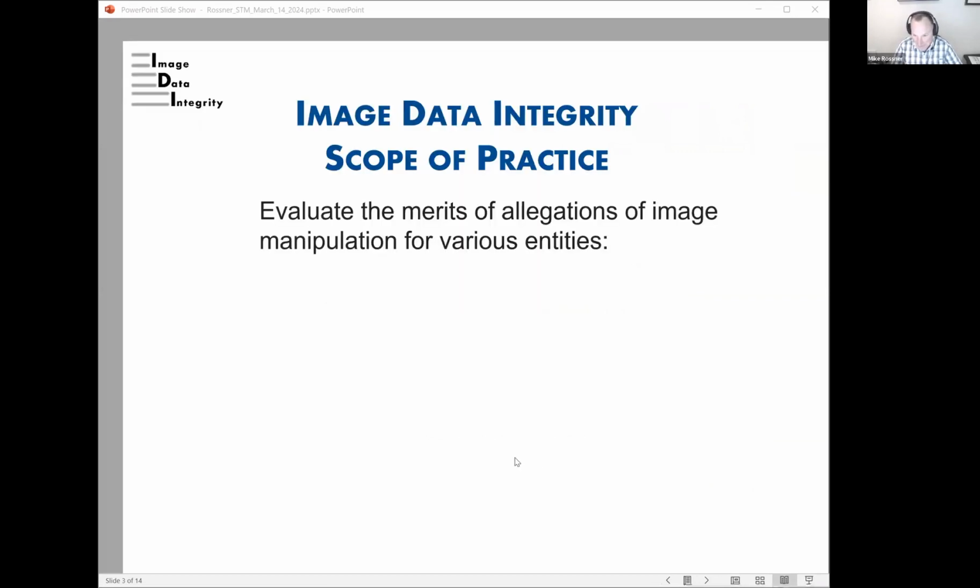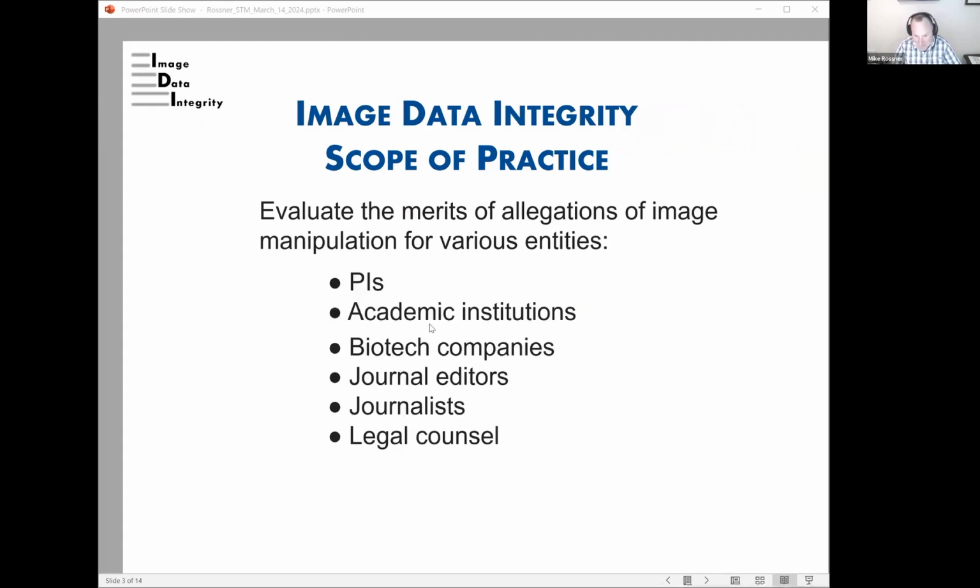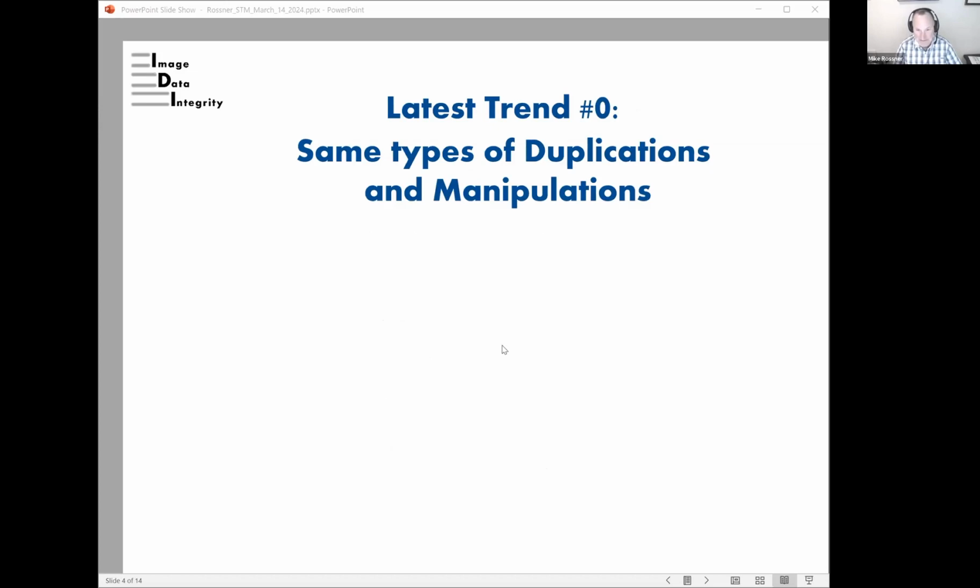In my current work, it mostly involves evaluating the merits of allegations of image manipulation for various entities. And that's primarily for academic institutions carrying out their own investigations of their own people, so carrying out their own internal investigations. And that experience leads me to latest trend number 1, which I actually number 0 because it doesn't involve any change or development.